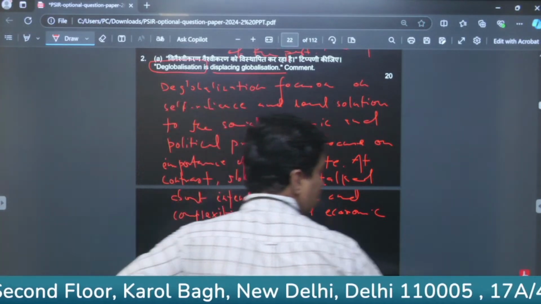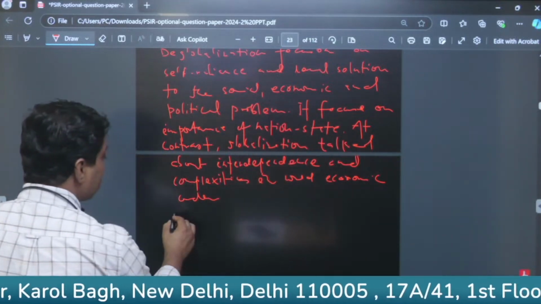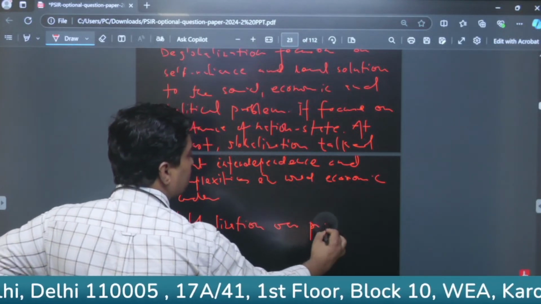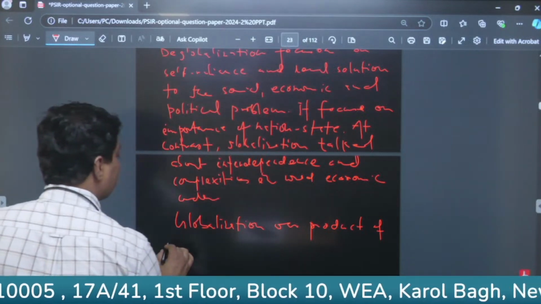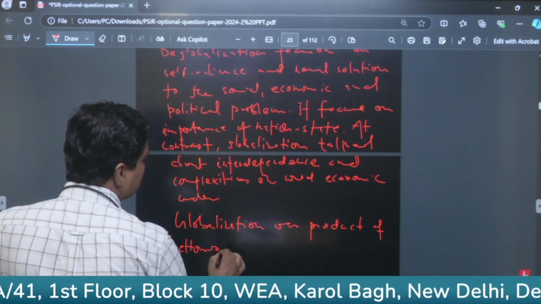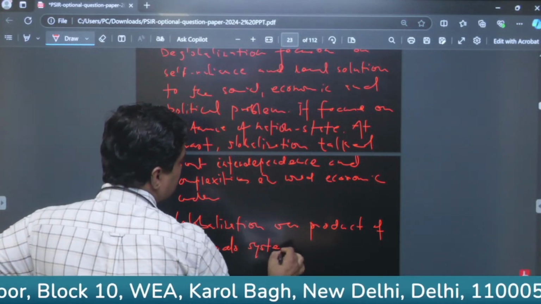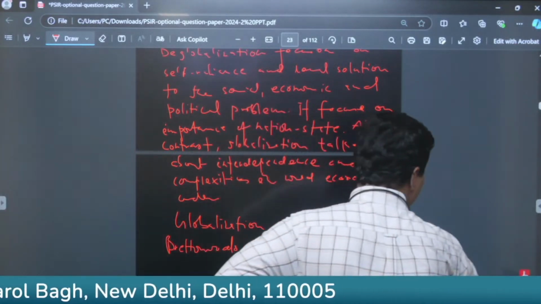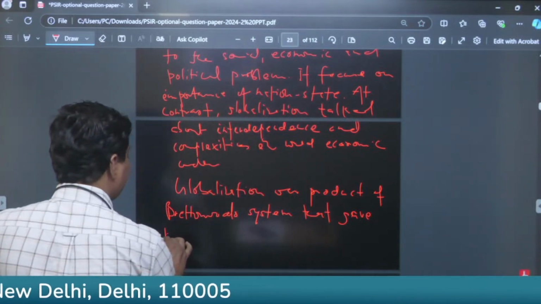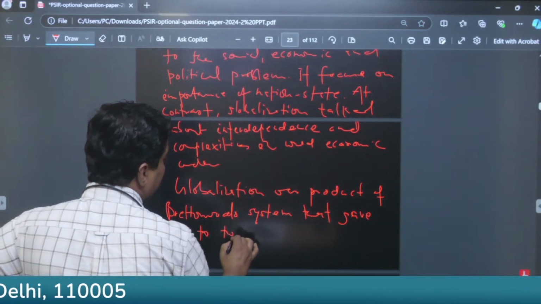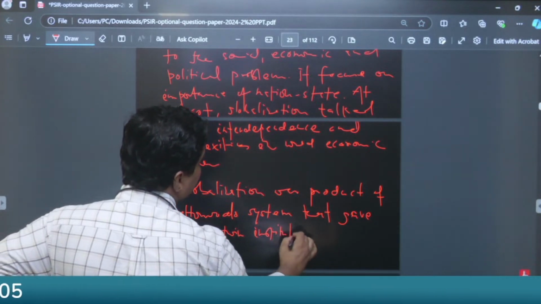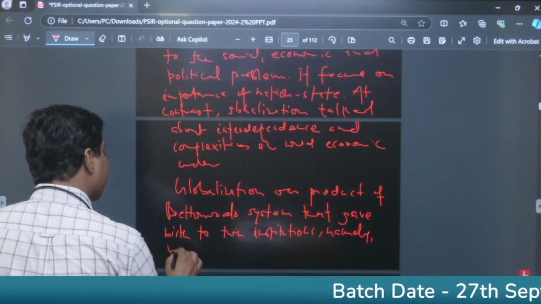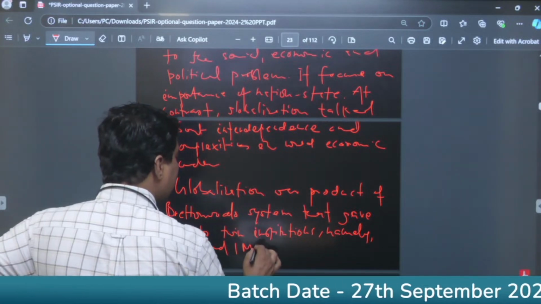Now, talk about globalization for a while, right? Globalization was a product of the Bretton Woods system, that gave birth to two institutions, namely the World Bank and IMF.